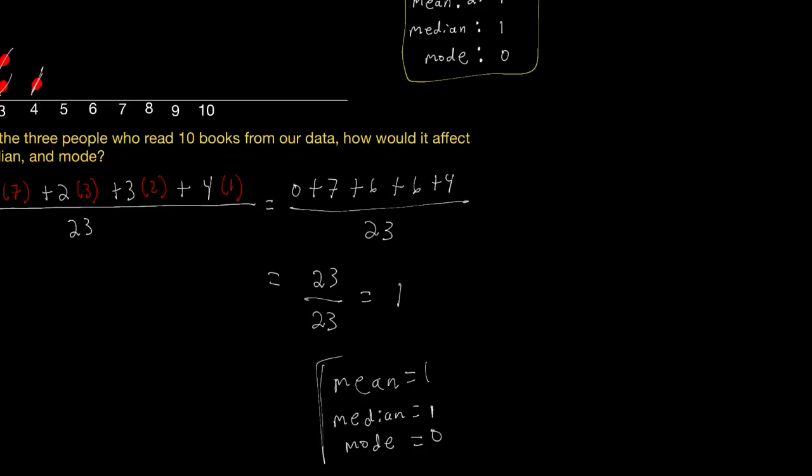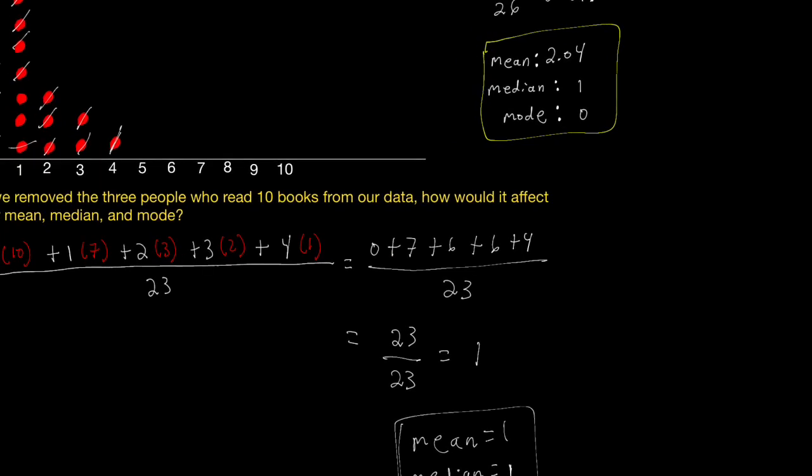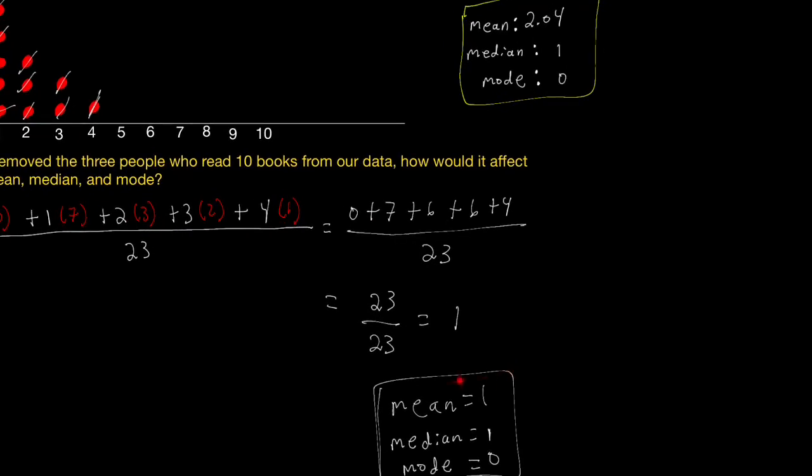The only thing that changed here was the mean. And just as we expected, the mean did decrease because we removed high outliers here.